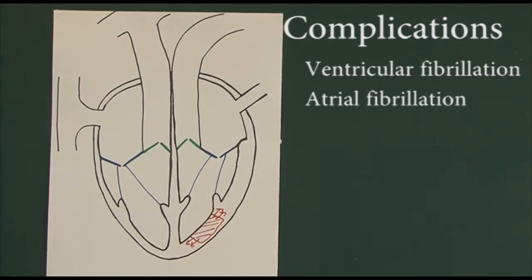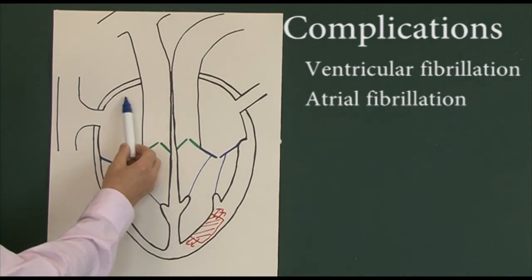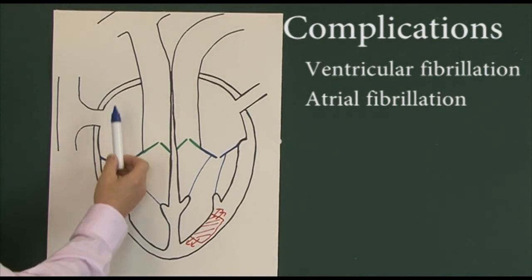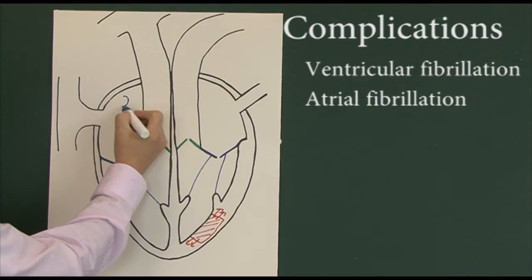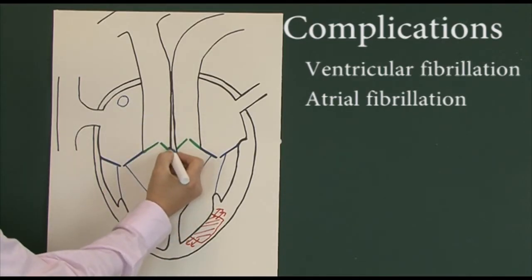Now, as you probably know, the pacemaker is up here, the sinoatrial node is up here, the atrioventricular node is here.